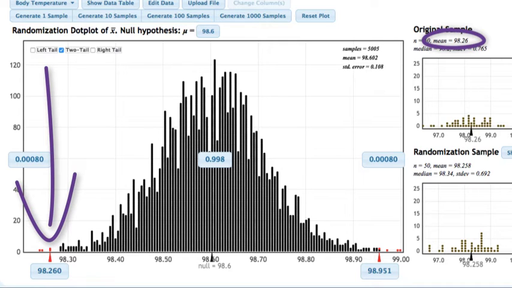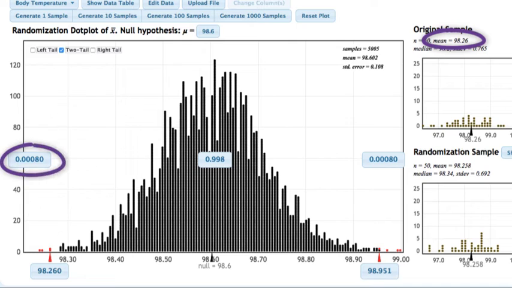Now we can see the proportion of samples on this dot plot that are more extreme than 98.26. On the left side, we have 0.00080. Because our sampling distribution is approximately normal, the proportion on the right side is also going to be 0.00080. Our p-value is the sum of these two areas.